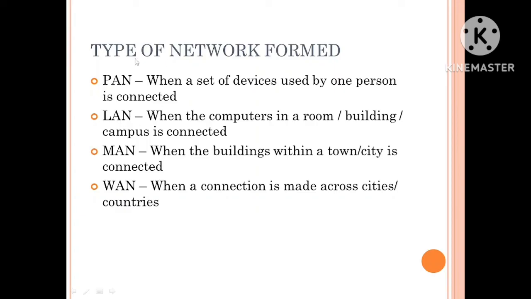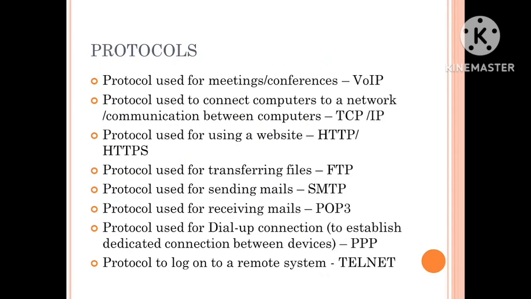Then they may give some examples and ask you what kind of a network is formed when a person working in a company connects all his laptop, his mobile phone and computer and all that. What kind of a network is formed? Then you have to write PAN. When the computers are in a specific room or inside a building or inside the campus, then LAN is formed. When the buildings within a town or a city are connected, then MAN is formed, metropolitan area network. When a connection is made across cities or countries, a WAN is formed, wide area network.